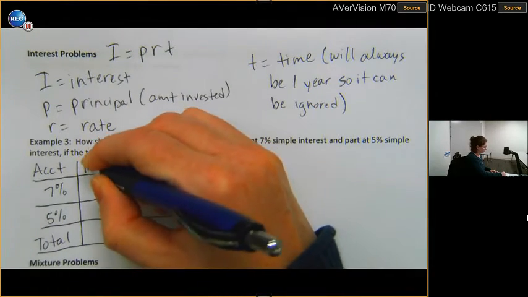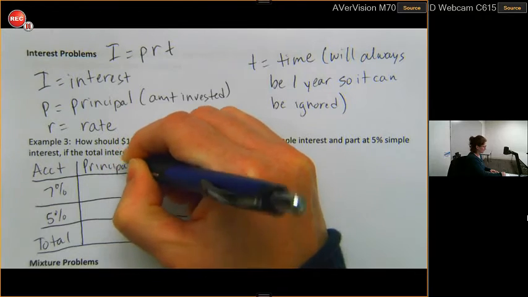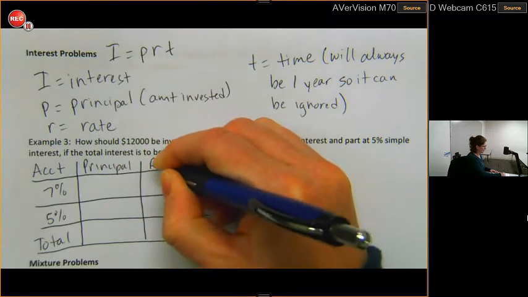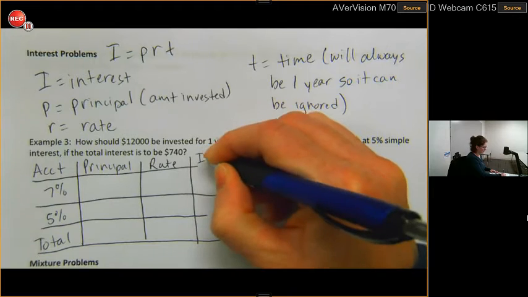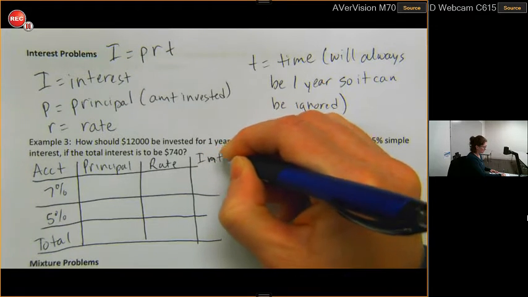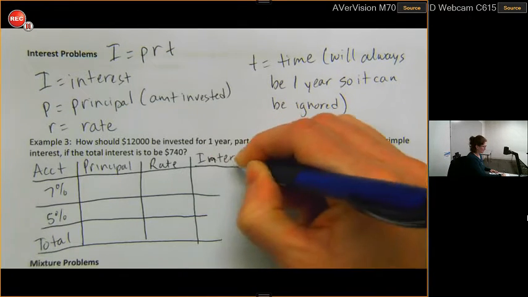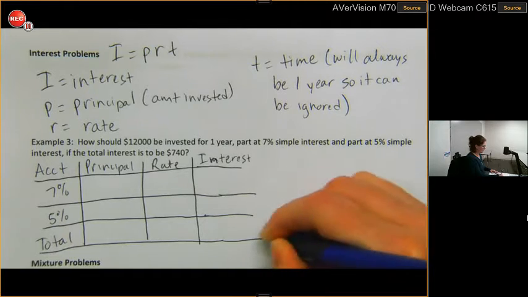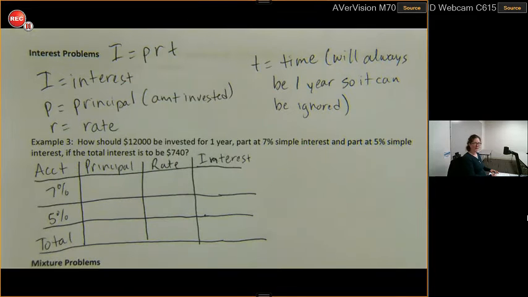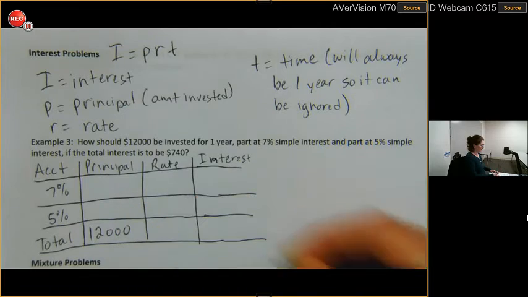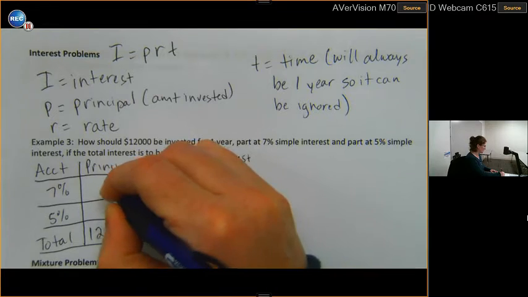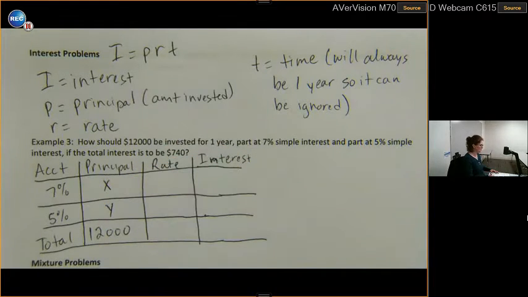We have our principal, our rate, and our interest. In the problem, it says we have $12,000 in total to be split between the 7% and the 5% account, and we don't know how much goes into each account, so those are going to be variables.